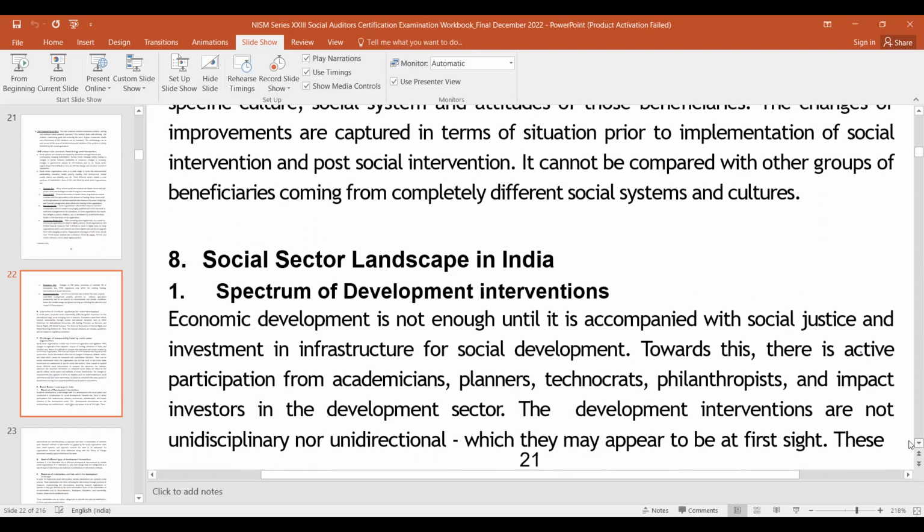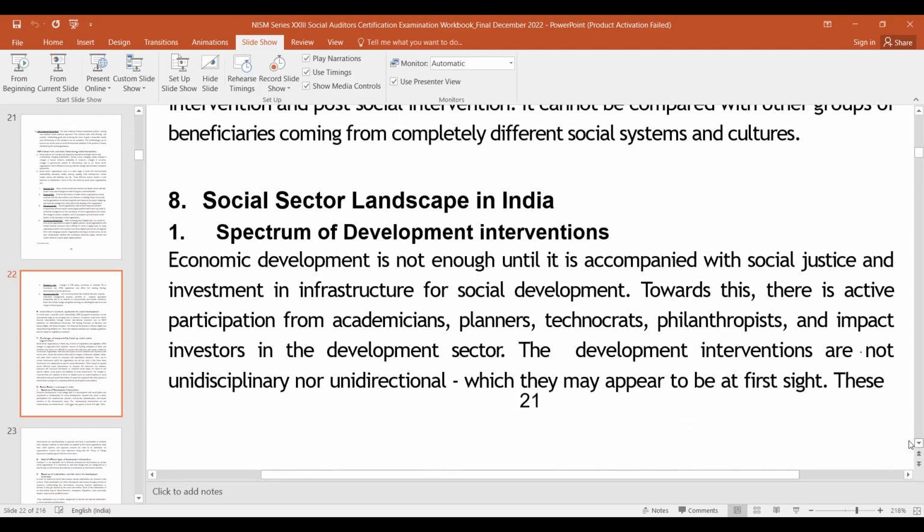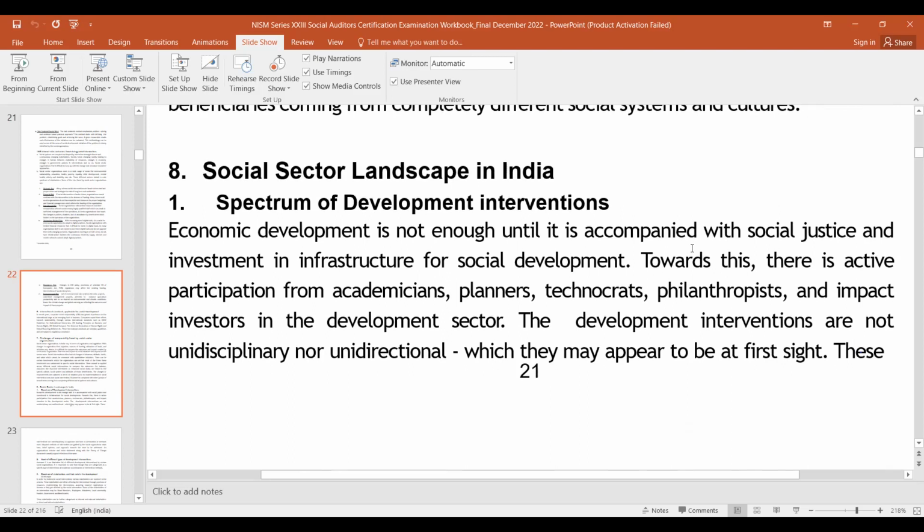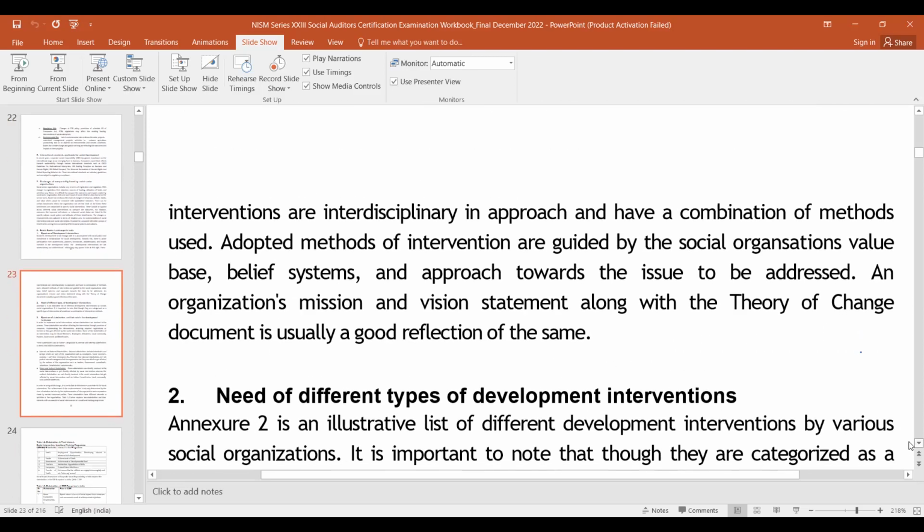Now let us see the social sector landscape in India. Spectrum of development interventions. Economic development is not enough unless it is accompanied with social justice and investment in infrastructure for social development. There is active participation from academicians, planners, technocrats, philanthropists, and impact investors in the development sectors. The development interventions are not unidisciplinary nor unidirectional, which they may appear to be at first sight, because they are multidisciplinary and multidirectional. These interventions are interdisciplinary in approach and have a combination of methods.